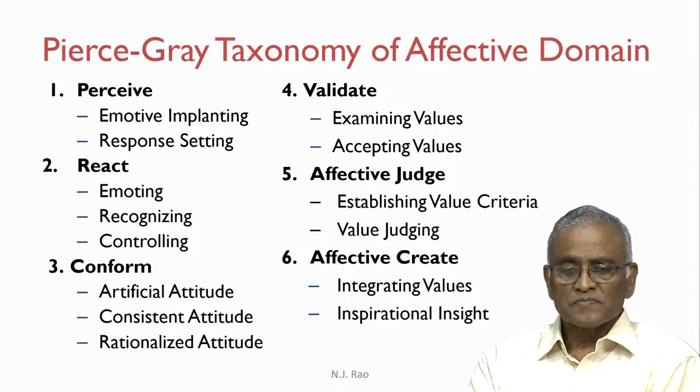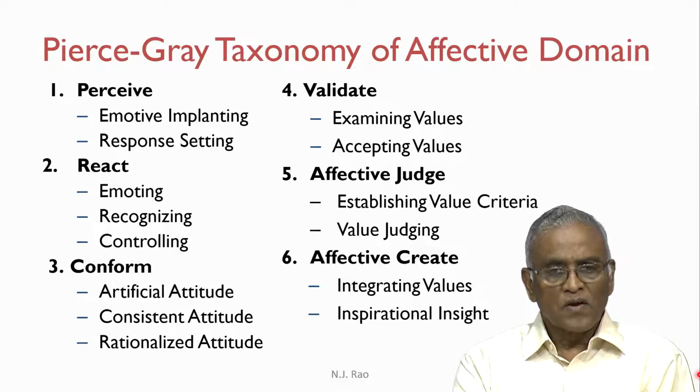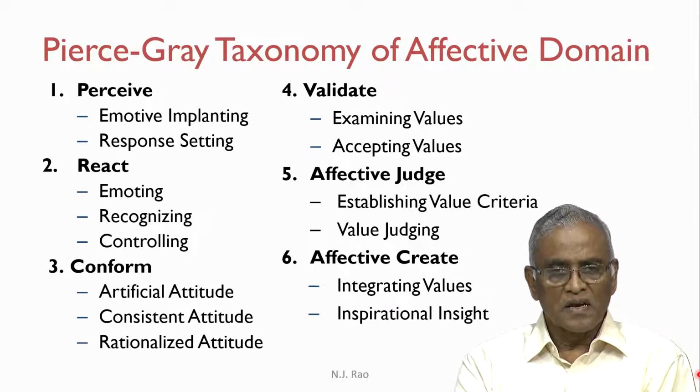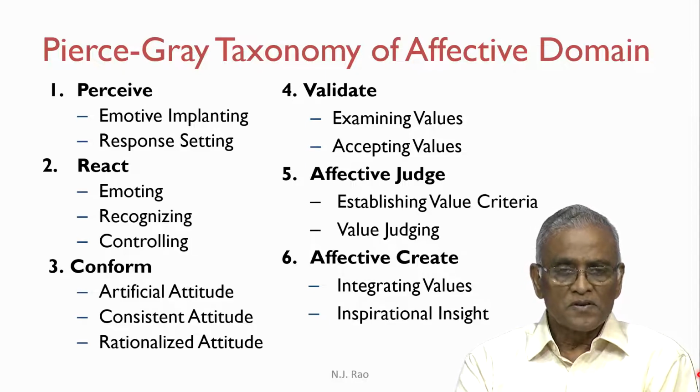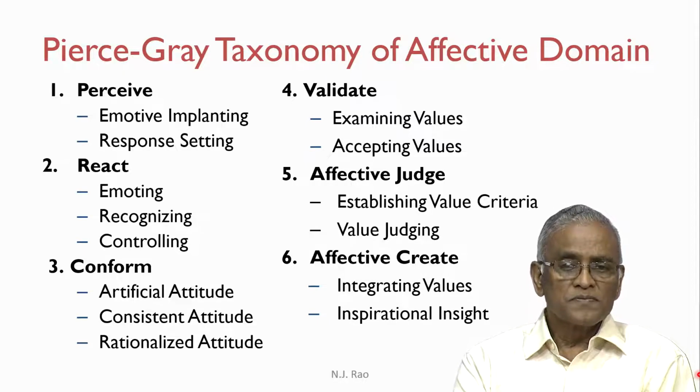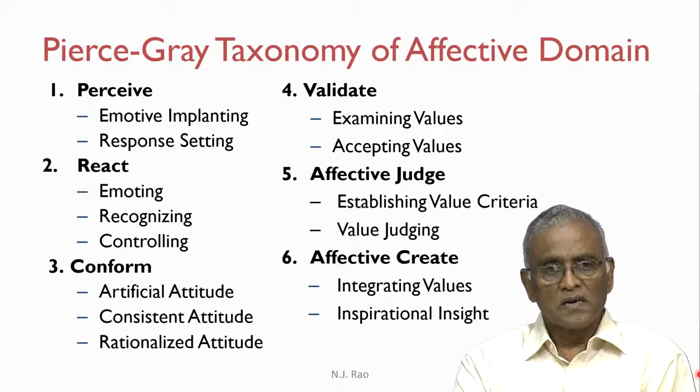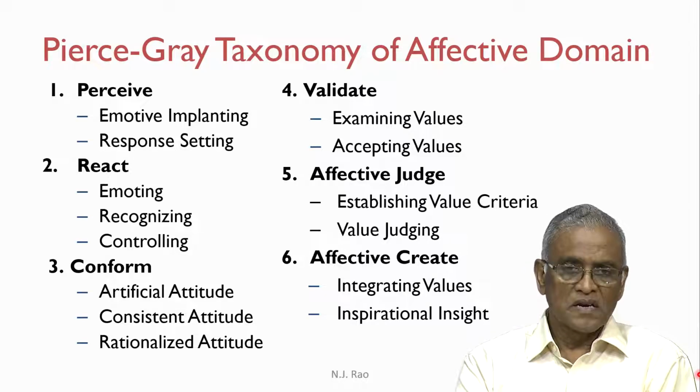After that, the next stage is affective create. What it means is, now the new values are getting integrated with our existing values. The way you integrate may lead you to a completely different mindset. Here what you are calling the highest level is inspirational insight. That is what Pierce and Gray call the highest aspect. For example, in the cognitive domain, the highest cognitive level is create. So here it is affective create. You are creating a new way of looking at things.